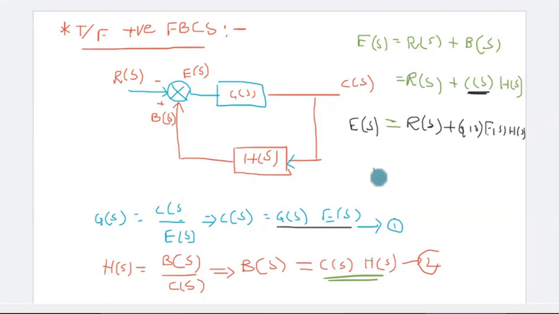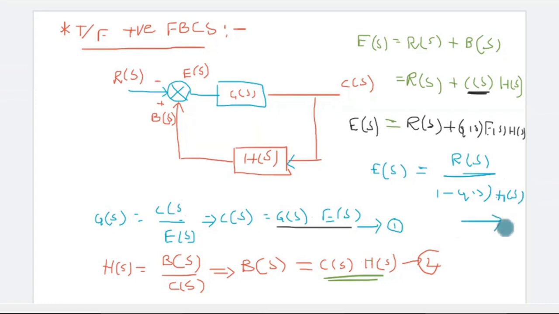Okay, by taking and simplifying, we are getting E of S equals R of S by 1 minus H of S into G of S. Good. R of S by 1 minus H of S into G of S, that is 1 minus G of S into H of S. Consider that equation number 3.